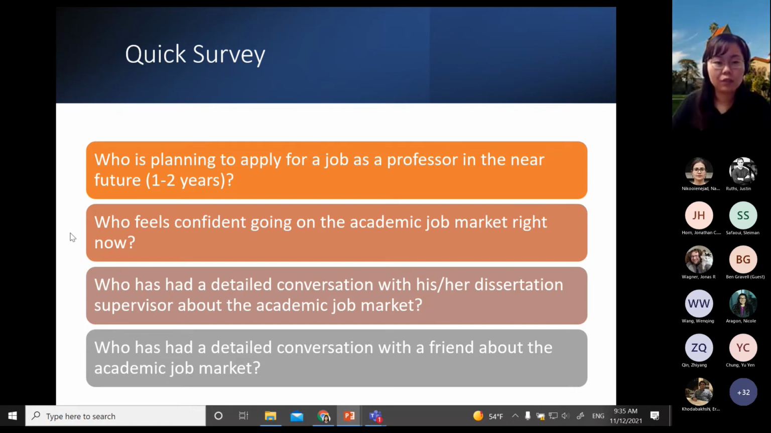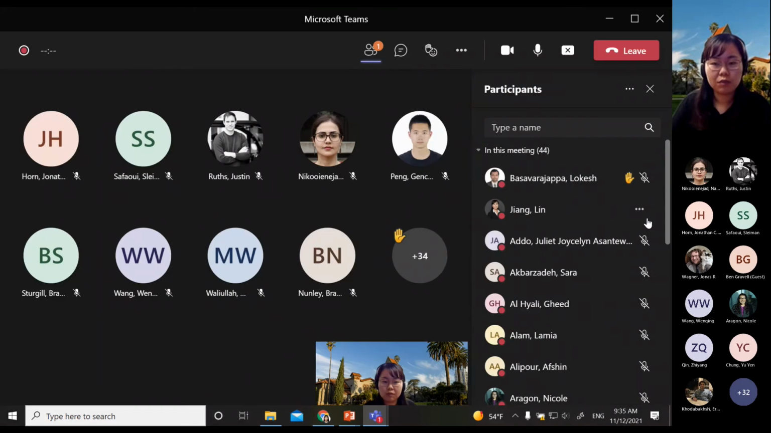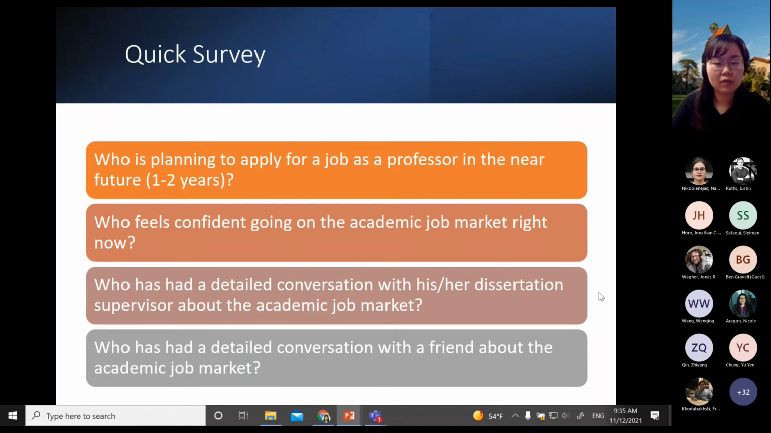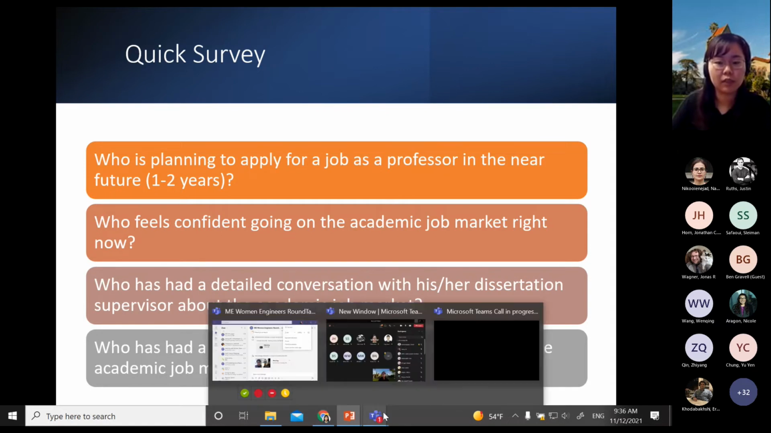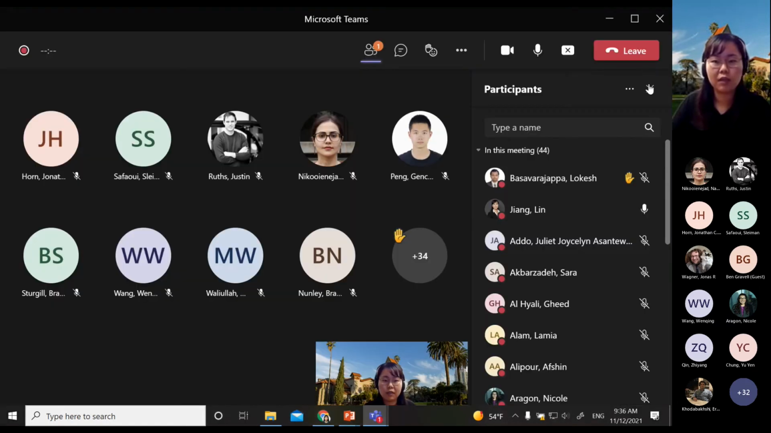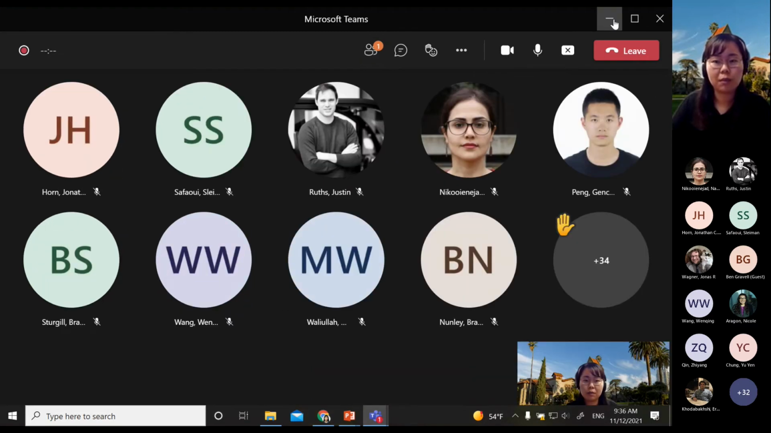And then second, who feels confident going to the academic job market right now? So approaching graduation, students who have 1 year, 1.5 years to graduate, would it be comfortable? Okay, I do see some hands as well. And who has had a detailed conversation with his or her dissertation supervisor about the job market, about academic jobs? And the next question is, who had a conversation with a friend about it? So I'm going to an academic job and I'm pretty sure that I'm going to step up as a professor.